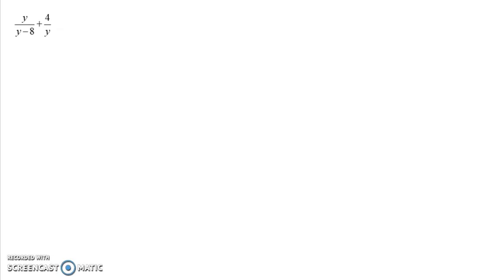add these fractions together. Whenever you're adding or subtracting fractions, they have to have a common denominator before you can add or subtract the numerators. You'll want to take a look at each of your denominators, and you want to find the least common denominator. In this case, we can actually use y minus 8 and y as our common denominator.